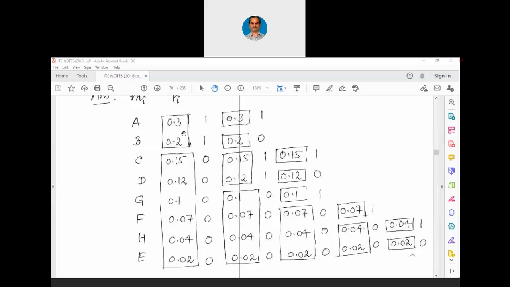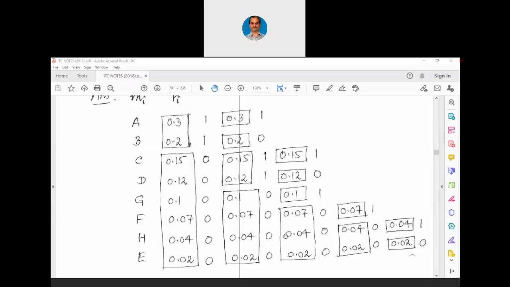We will further divide them as separate 0.3, separate 0.2. Now you can see, for 0.3 we will again allocate 1, and for the other again we will allocate 0. The only thing we have to be careful about is, if we assign 1 in the beginning for the first group, and 0 for the next group, we have to follow the same procedure again and again.